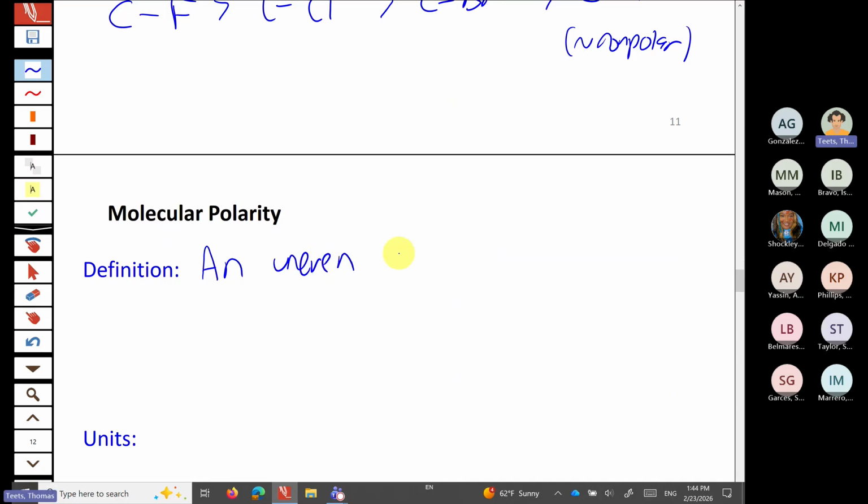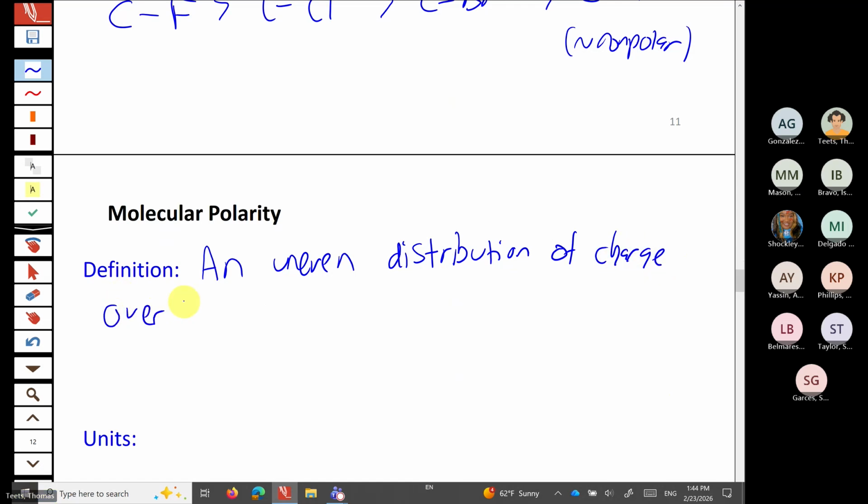So when we're talking about molecular polarity, again, we're not just thinking about the polarity of two atoms bonded to each other, but about the distribution of electrons over the entire molecule, in situations where there are three or more atoms involved. So we're talking about the distribution of charge over a whole molecule or a large part of it.